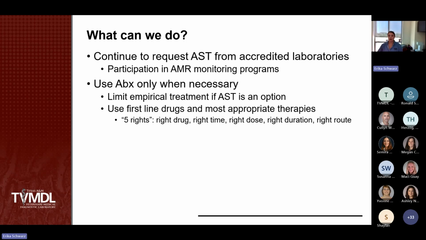I really like this concept that's used in the nursing world. It's called the 5 rights. And you want to consider whether you're using the right drug at the right time, at the right dose for the right duration, and administering it via the right route.